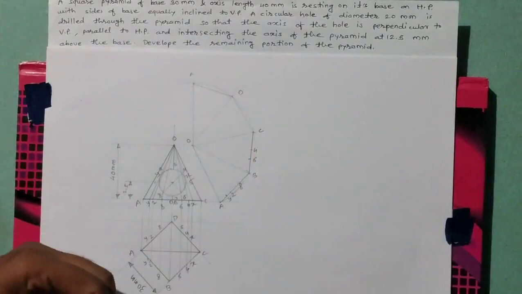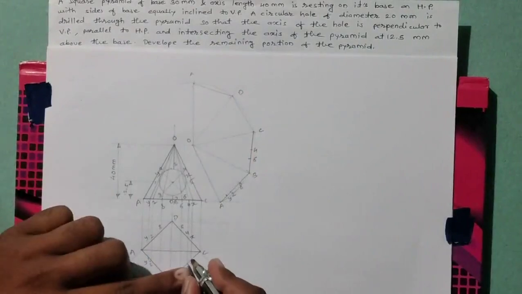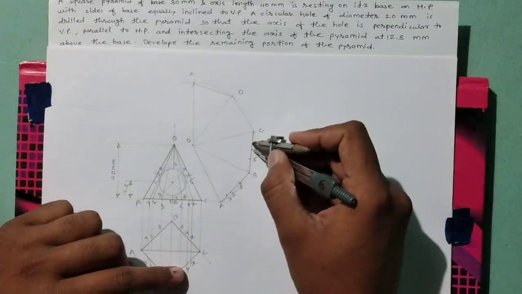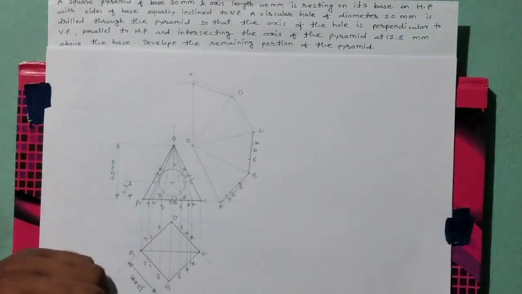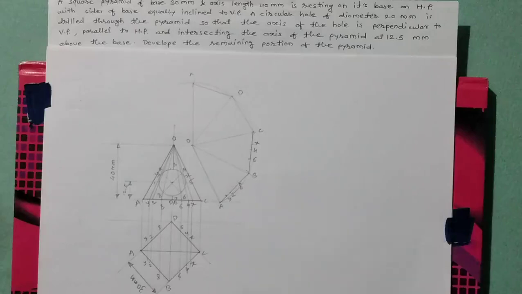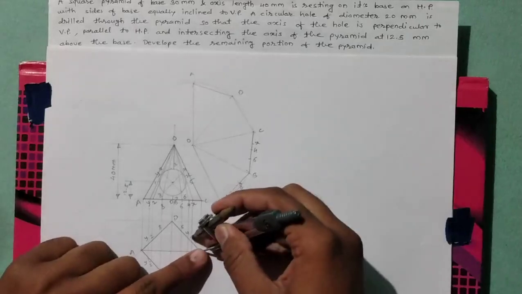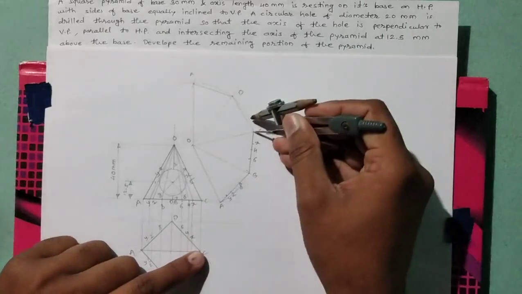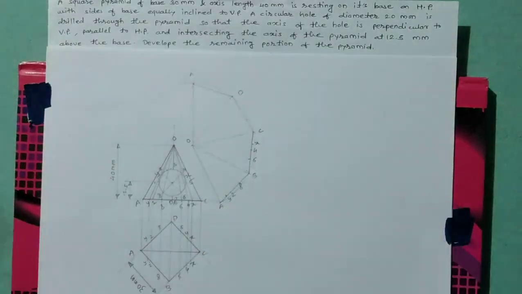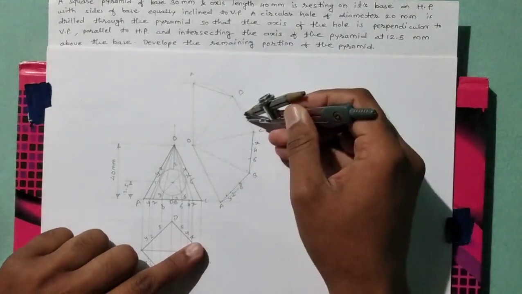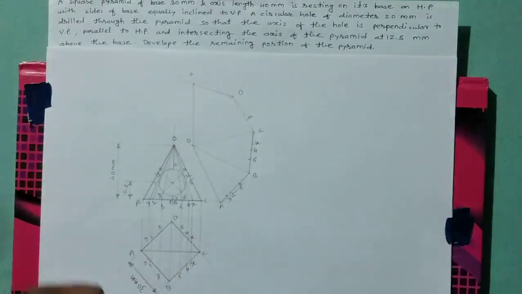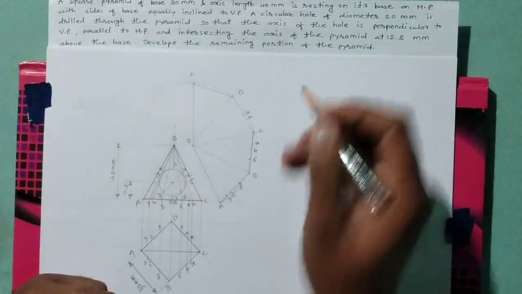After that, take the distance from 4 to x, 4 to x, and name this here as x. After that, take the distance again from C to x, put it here, and name this as x. After that, take x to 4, this distance x to 4, and name this point as 4.